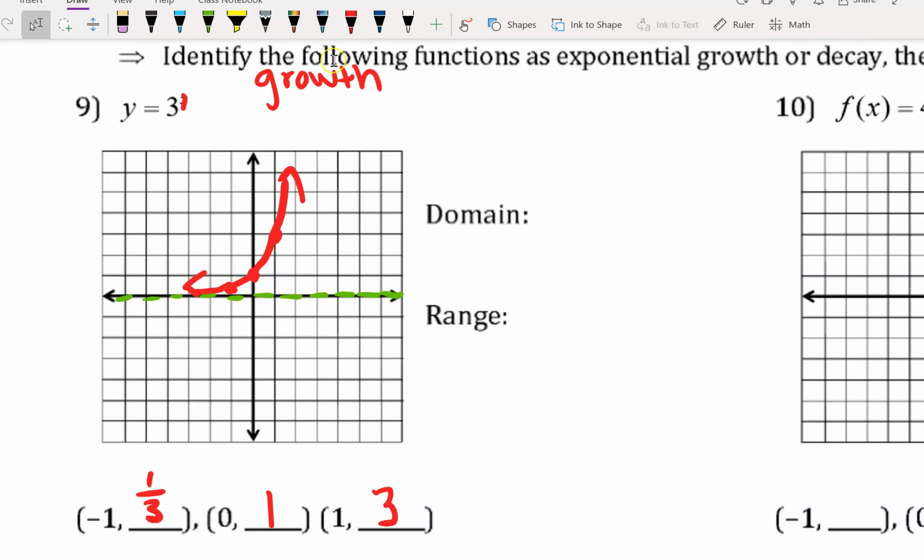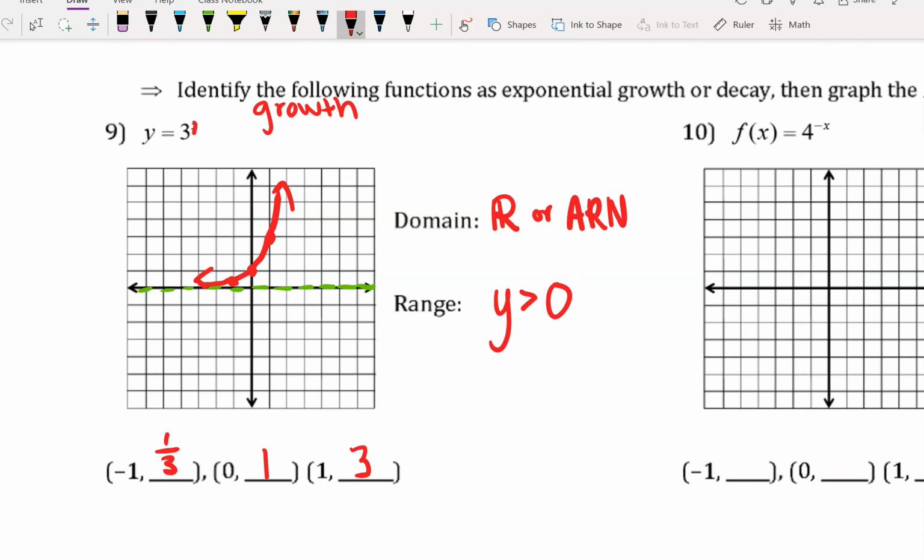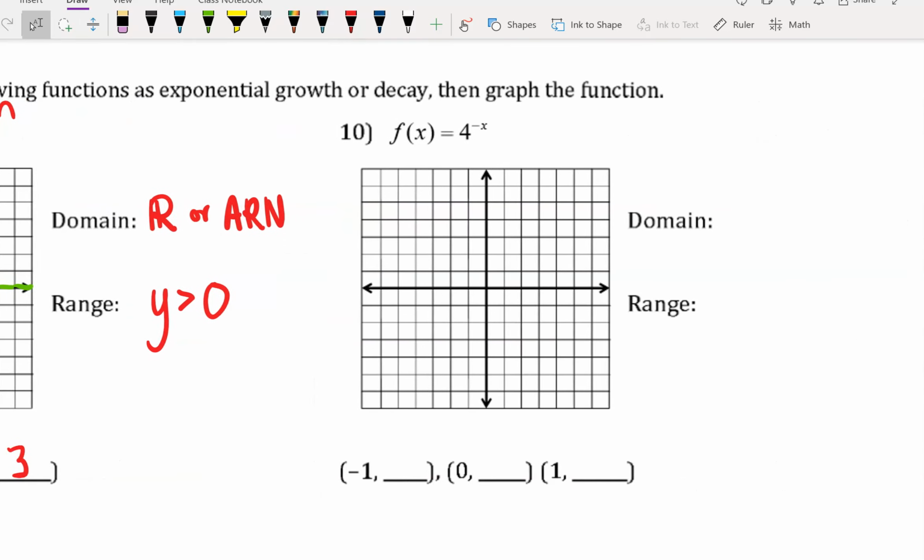All right, domain is how far left and right it goes. This arrow means it goes forever left. That arrow means it goes forever right, which means all real numbers, or ℝ, however you want to write it, for the domain. Range is how high up and down it goes. Well, this arrow here says it's going forever up. But there's an asymptote that it's never going to touch and it's never going to cross. So it never goes below 0 since the asymptote's here at 0. So the range is going to be that y is greater than 0 because it's above 0. And it's not going to be equal to because it's never going to touch the asymptote.